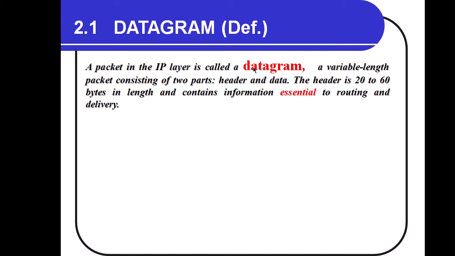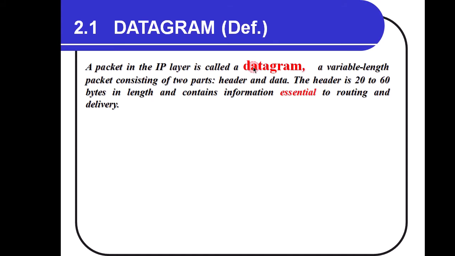So, as I said at the end of the last clip, a packet in the IP layer is called a datagram, which is variable length consisting of two parts. Firstly, a header and a data area. The header is 20 to 60 bytes in length and contains information essential to routing and delivery. So very, very important.